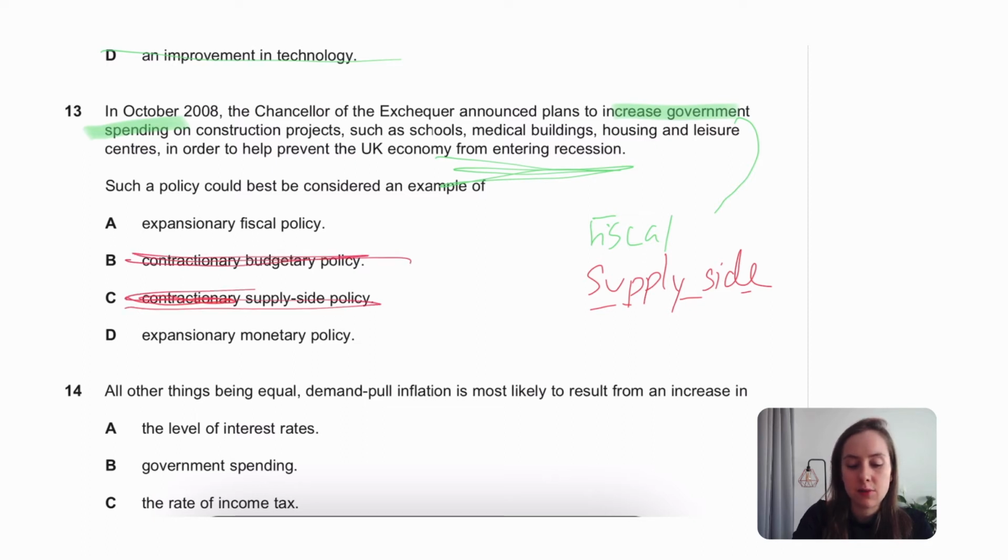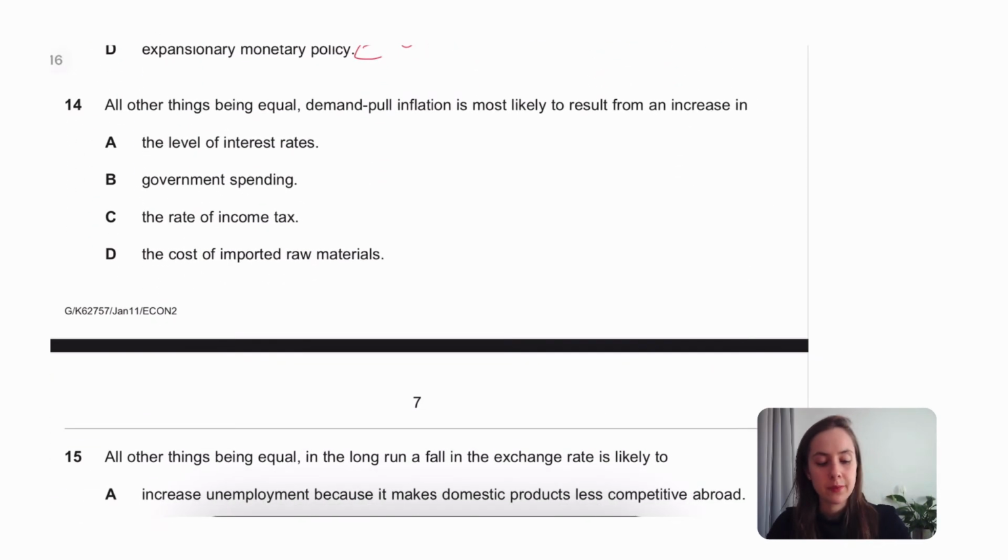So these are just wrong. It's definitely not monetary policy. That's the Bank of England. So A seems to be the answer for that one.